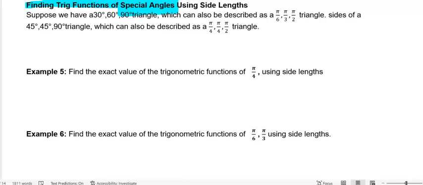Now we're doing some interesting stuff, some real math, some real trigonometry. Okay, so we're going to find the sine, cosine, tangent of pi over 4, pi over 6, pi over 3. Very special angles, and we'll talk about these all the time.